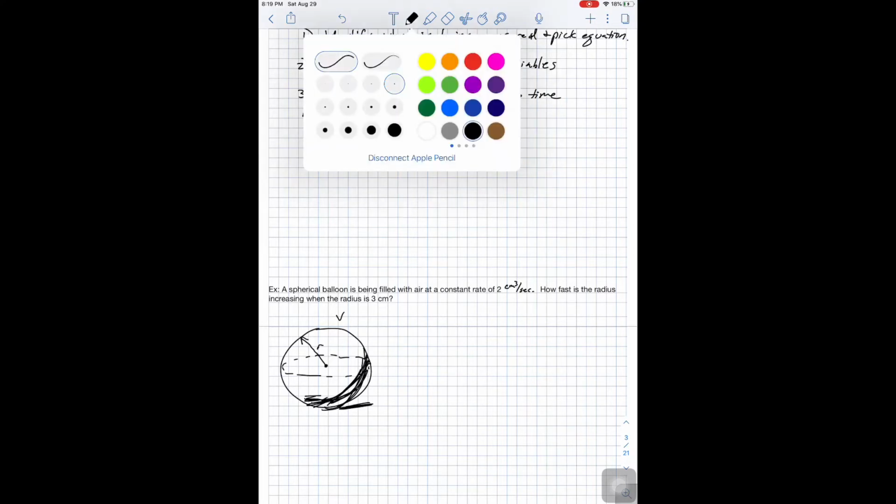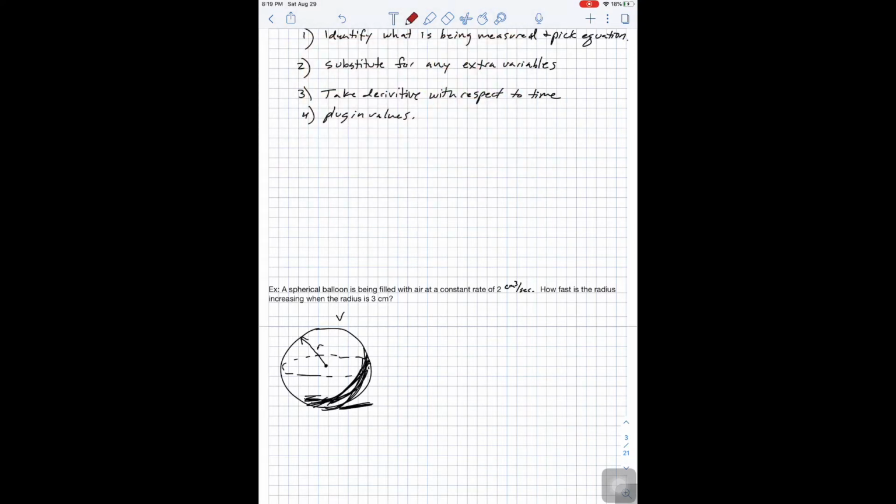So I look at this and I say, well, what am I measuring? This guy's being filled with air, so filled implies volume. I'll tell you something else. The labels on these things really are helpful. If you have a label with a cube in it, that's talking about volume. If you have a label with a squared, it's talking about area. And if you have just no power, it's length.